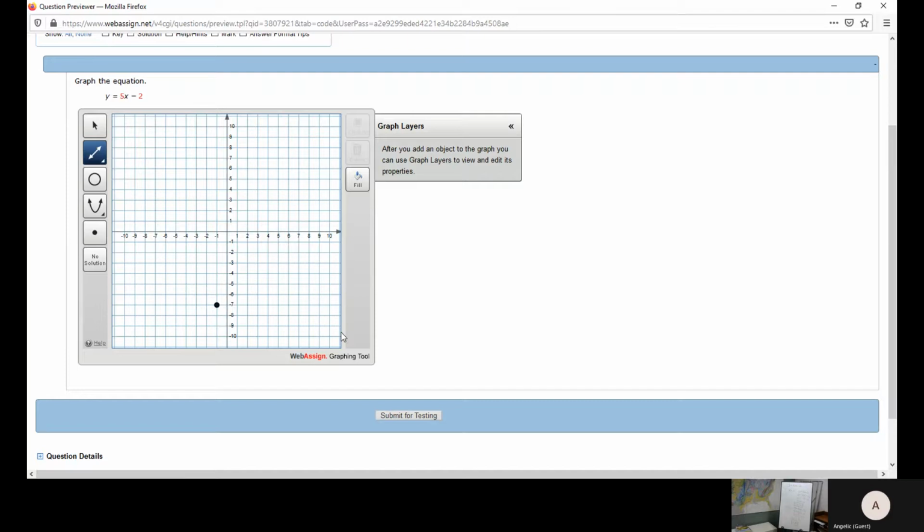Now the other points, 1 and 3. So again, starting at the origin, 1 and 3. So x is 1, y is 3. I go to x is 1, and I go up to y is 3. And when I place the second point, then the line appears. And this is when I would hit submit.